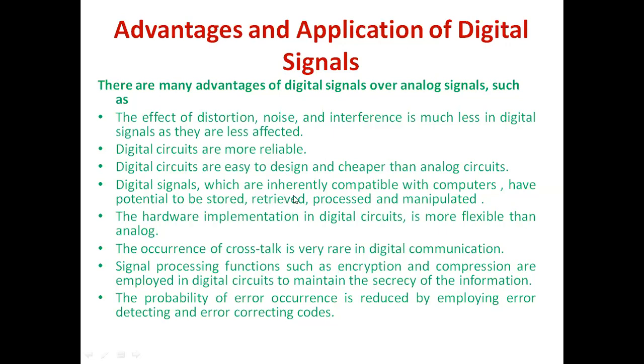Digital signals, which are inherently compatible with computers, have the potential to be stored, retrieved, processed and manipulated. The hardware implementation in digital circuits is more flexible than analog. The occurrence of crosstalk is very rare in digital communication. Signal processing functions such as encryption and compression are employed in digital circuits to maintain the secrecy of the information. The probability of error occurrence is reduced by applying error detection and error correction techniques in digital systems.